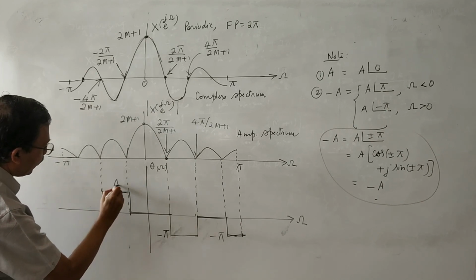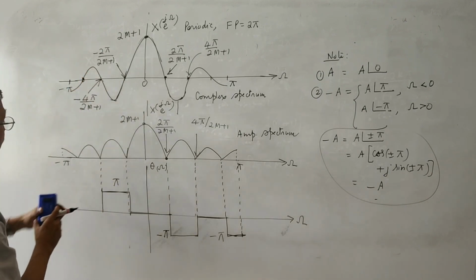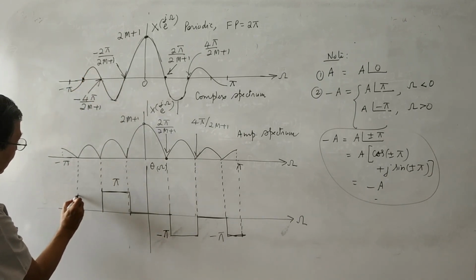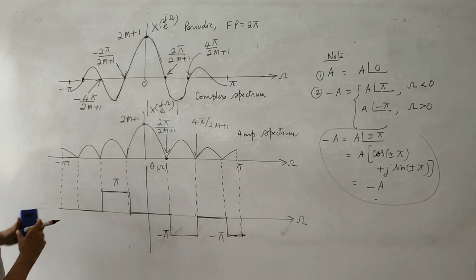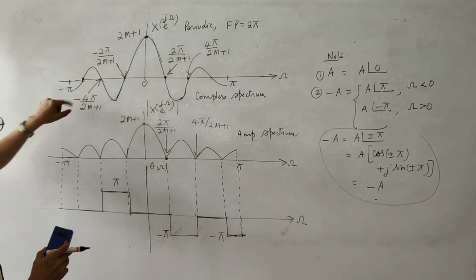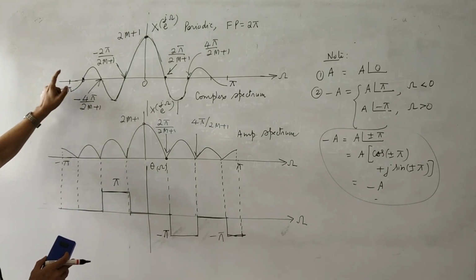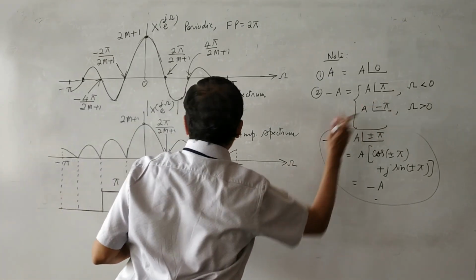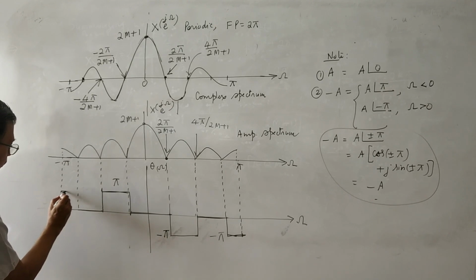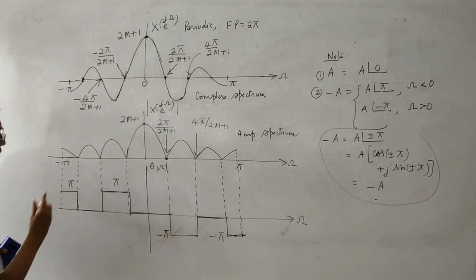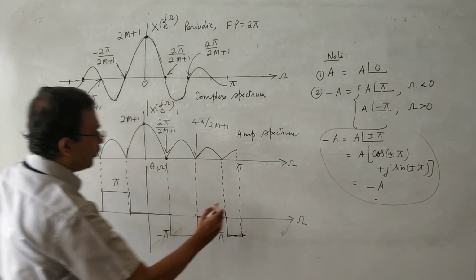This is a positive half cycle, therefore what is its angle? Its angle is 0. Then we have a negative cycle, you see here. Negative cycle, what is the angle? Minus pi. Sorry, plus pi. So this is the phase spectrum.